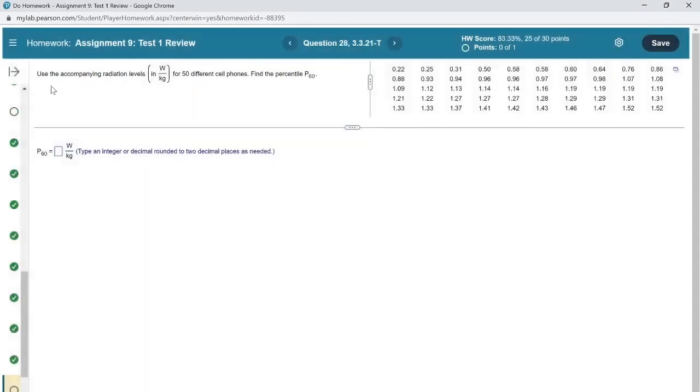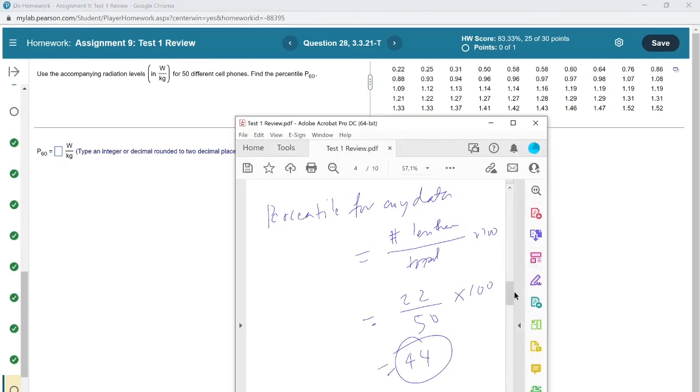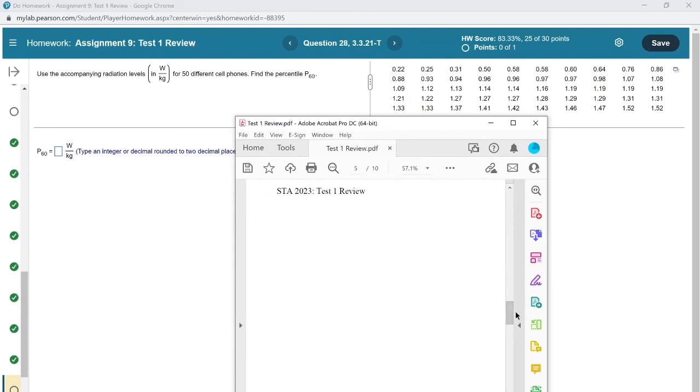For finding the percentile, actual percentile P60, 60%, you need to find the locator first. The locator can be found by using this formula. Let's say you want to find out the percentile PK, then the locator can be found, K over 100 times the total number of data.